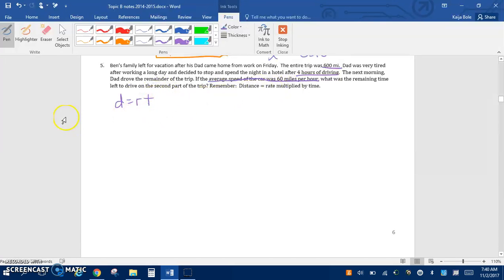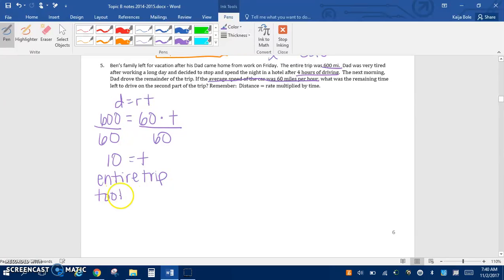So we know that the distance was 600 miles. So we can put 600 in for d, equals the rate was 60 miles per hour, so that's the rate, times just t because we don't know how long it took them. So when we solve for t here, that means we're going to divide by 60, divide by 60, so we get that 10 was t. So we know that the entire trip took 10 hours.